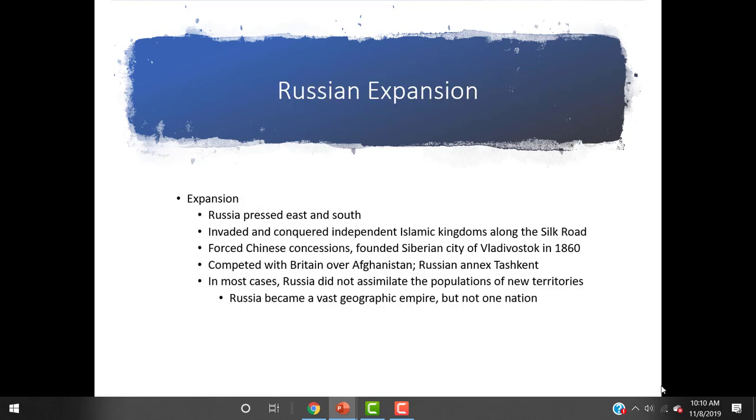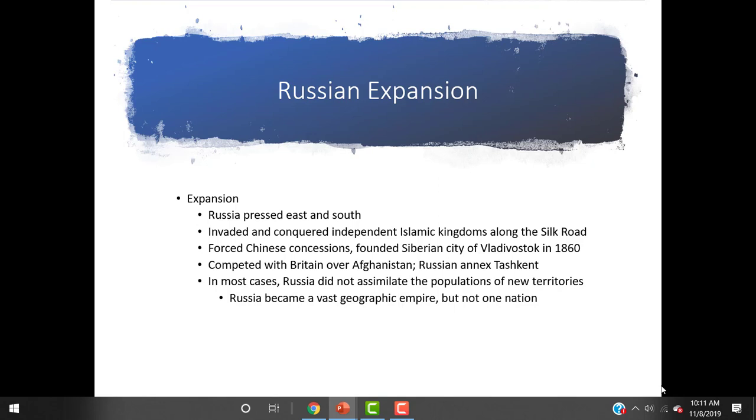So Russia pressed east and south. She invaded and conquered the independent Islamic kingdoms along the Silk Road. And she forced Chinese concessions and founded the Siberian city of, oh, good gracious, Vladivostok, I can't say it, in 1860. She began to compete with Britain over Afghanistan, and then Russia annexed Tashkent. In most cases, I would say probably in all the cases, Russia did not assimilate the population of the new territories. So she becomes a vast geographic empire, but not one nation.